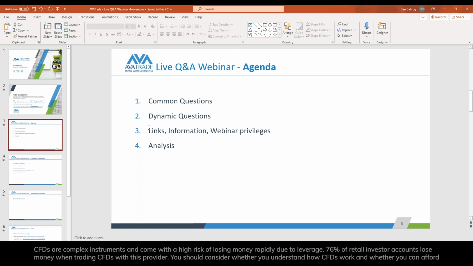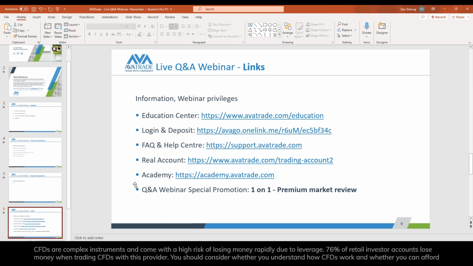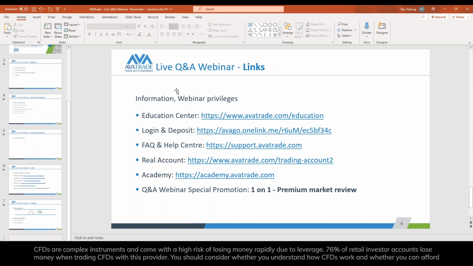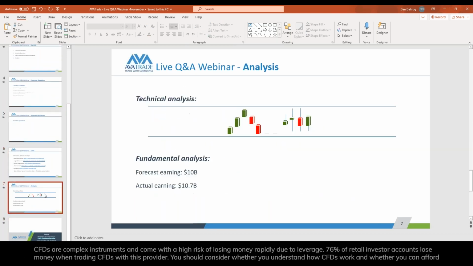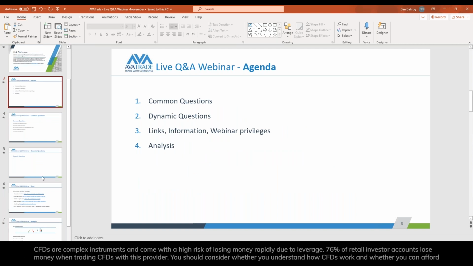Before the last part, we'll have some information sharing, some links which I'm going to provide you with, and then lastly, analysis. But analysis is something that comes as an addition, and the reason is that it's very probable that we will have questions about analysis. But if we don't, we'll cover some of the analysis.